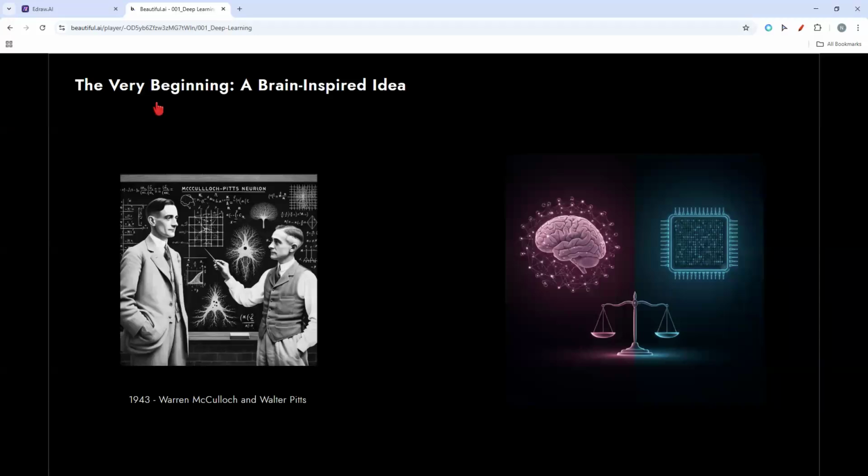Way back in 1943, this was a brain-inspired idea, right? So it is the very beginning. When deep learning started is the question here. Two scientists, McCulloch and Pitts, proposed a simple mathematical model of a neuron, as you can see on the board. So they proposed this particular mathematical model. Their thought was, can we make a machine learn things exactly like a human brain does?